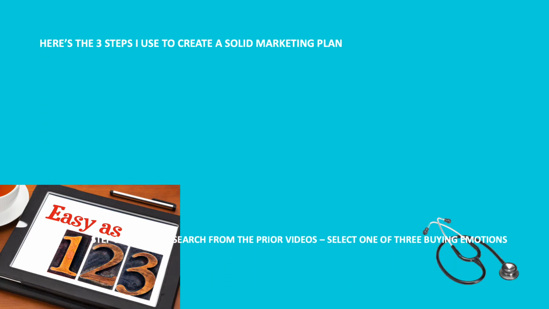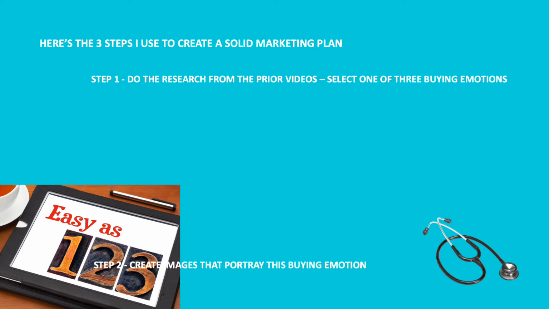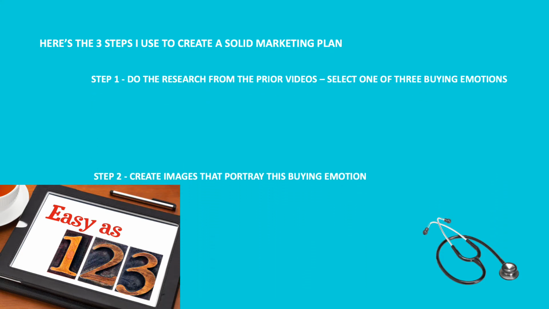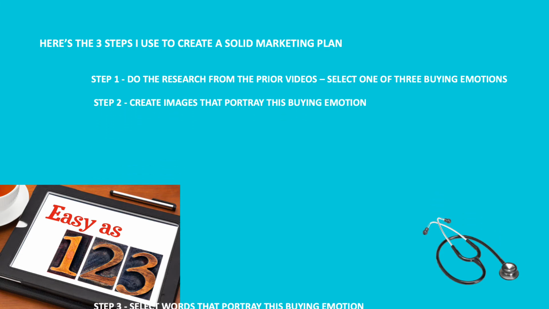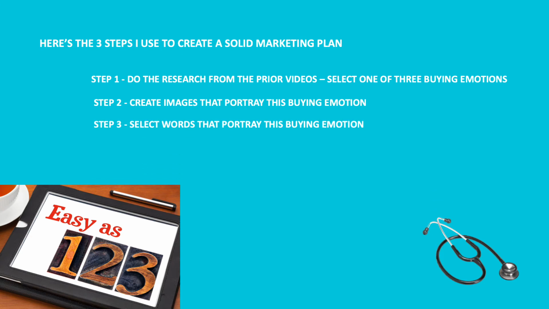Here are the 3 steps I use to create a solid marketing plan. And these are the steps I followed to the letter when I created 4 successful companies. The first one is do all the research from the prior videos. And then after you determine what the value is that your customer receives, or what your niche is that you can fill in the marketplace, then select one of 3 buying emotions.